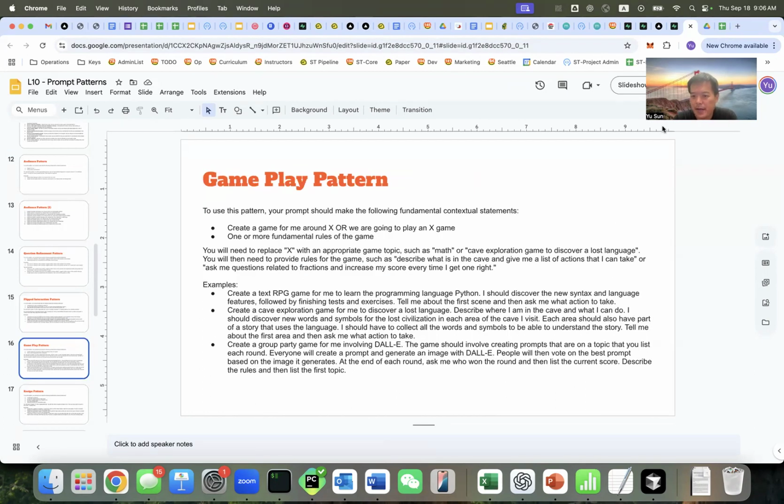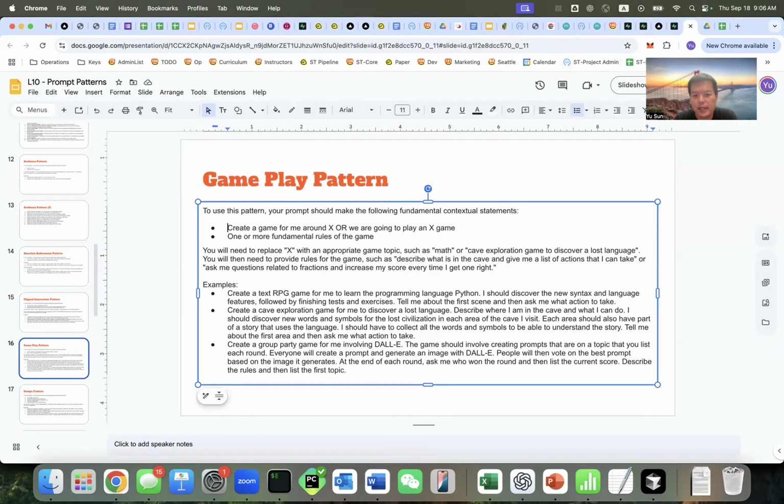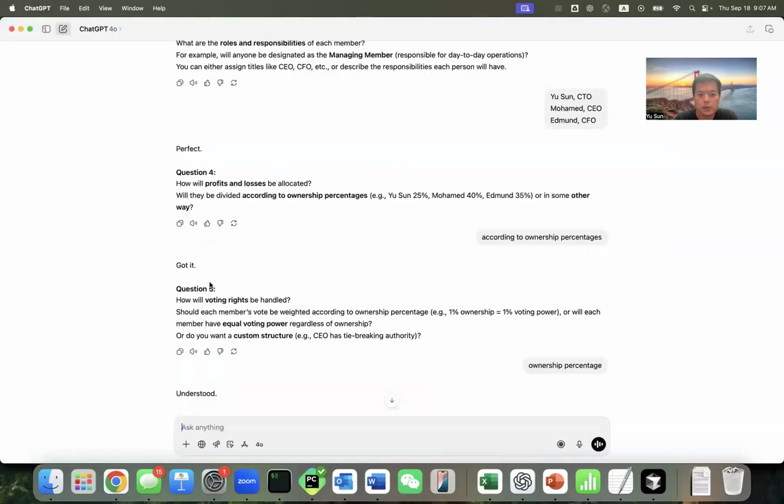Next pattern, the gameplay pattern. As the name suggests, this one is just about making games do certain things, and mostly I think it's for learning purposes. Create a game for me around X, or we're going to play a game X, with one or more fundamental rules here. Let's look at examples. Create a text RPG game for me to learn Python, where I should discover new syntax and language features, followed by finishing the test and exercise. It told me about the first thing and then asked me what action to take. So that's what I mean. A lot of those are useful for learning purposes.